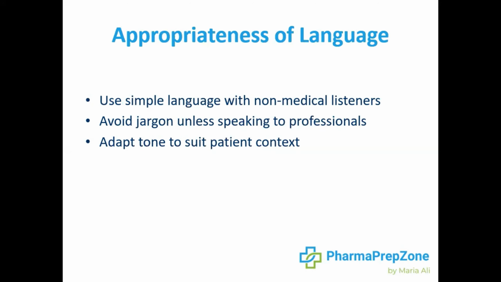Then appropriateness of language. Here the examiner checks if you are using words and tone that match your listener, like who is listening. So if you're speaking to a patient, avoid medical jargon. Don't use medical terminology, like telling a patient you have GERD. They might not understand it. So you can say you have acid reflux, stomach acid coming up, which causes heartburn, like that. So tailor your language specifically to the patient. Simply adapt a tone that suits the patient.